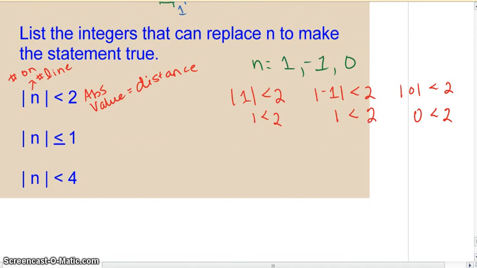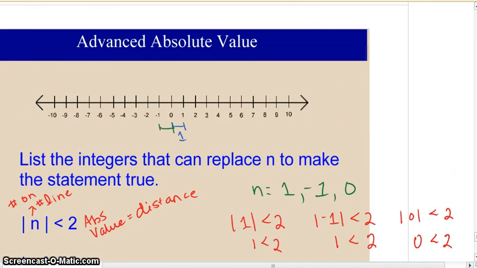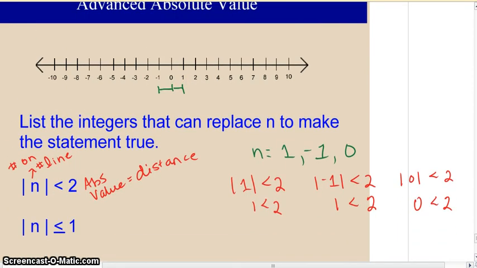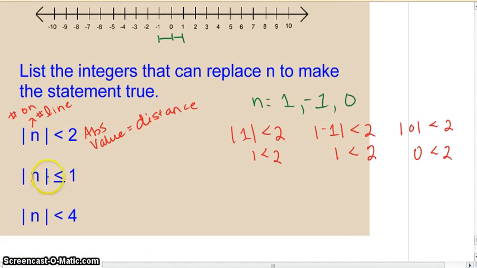So in the next one, we have absolute value is less than or equal to 1. So let's look back up here at a diagram. We have a distance that's less than or equal to 1. So here's 1, and here's another distance of 1. Does this look like anything that we've thought about before? It's actually the exact same thing as the previous problem because anything that's less than or equal to 1 is also less than 2 in these examples. So again, we would have n equaling 1 and negative 1 because both of those give you an absolute value of 1, and then 0 because 0 gives you a distance less than 1.